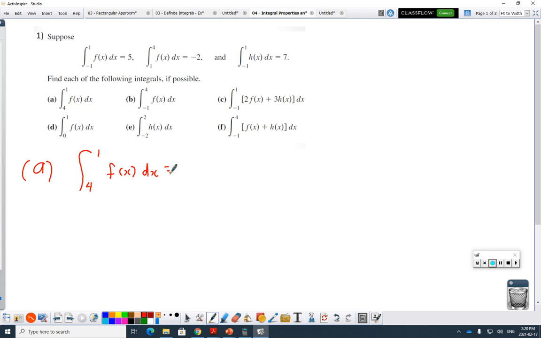Just give that a stare for a second. They want to know the integral from 4 to 1, and the only information they've given us is the integral from -1 to 1, the integral from 1 to 4, and something about h of x, which isn't going to be useful here at all. How can these two pieces of information about f help us to find the integral from 4 to 1? That is, which one of those is actually sort of helpful?